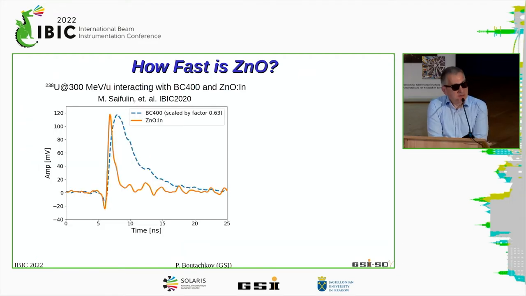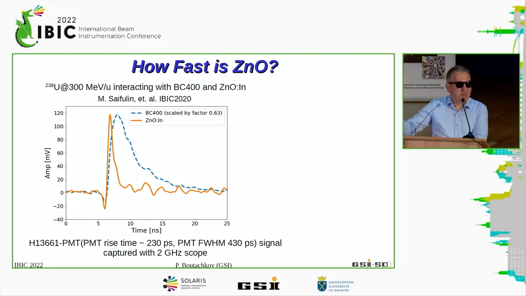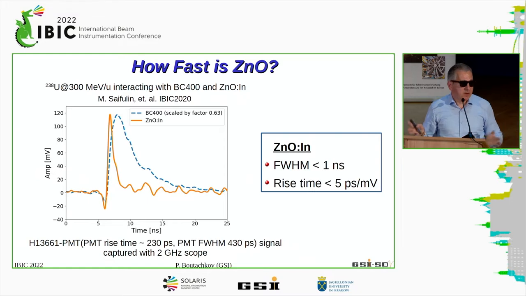Next, how fast it is. Now here the dotted line is the BC400 signal. The continuous line is the zinc oxide. Here we have the response of the detector system. We have a reasonably fast photomultiplier, on the nanosecond scale, and then a 2 gigahertz scope. So my message is that it is extremely fast. For us, pileup is not an issue anymore. And if you decide to use time of flight measurements, well, here you just put the numbers, and from here, it depends on your electronics. Again, you can start estimating what you can get. But as I said, it's extremely fast.